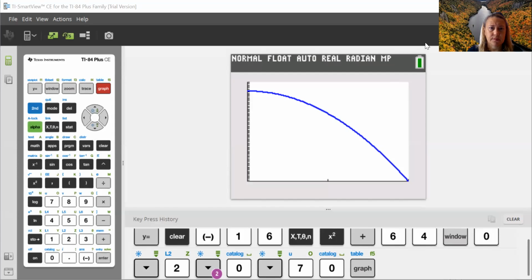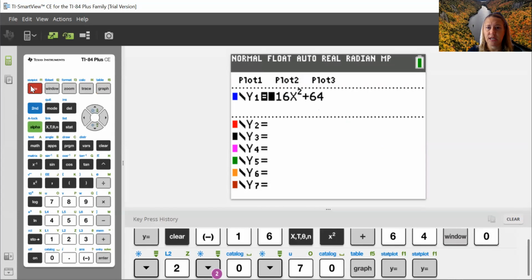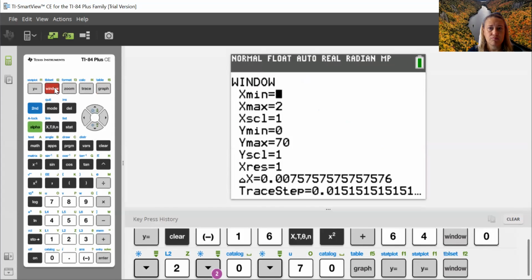and enter the equation. I entered the equation, and then for the window, I went 0 to 2, okay? Because after 2 seconds, my object is sitting on the ground and I'm not interested in the path. I could have done a zoom fit, but I knew that my height would go up to 64 and down to 0. So I used 0 to 70 as my Y min and Y max. That represents my height.